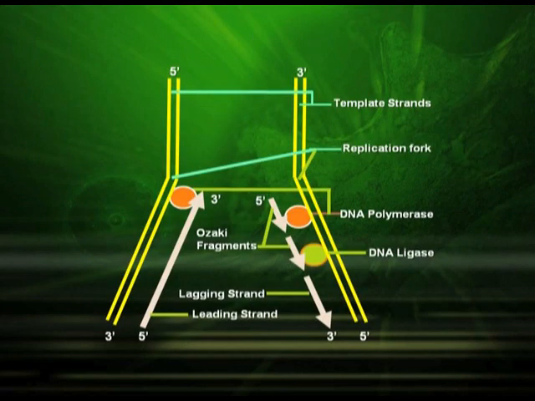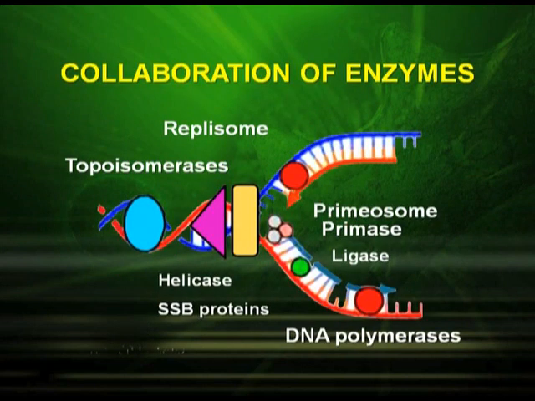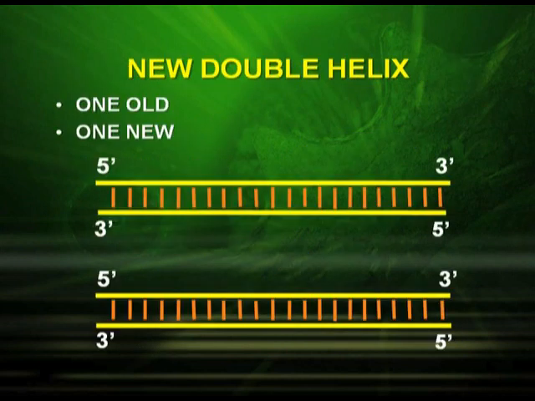So, this particular diagram shows how the two strands have been formed. The one is the leading strand and the one is the lagging strand, the lagging strand having the Okazaki fragments. Now, this diagram shows the collaboration of the enzymes, topoisomerase, helicase, primase and ligase. So, now we have a new double helix, one old and one new.